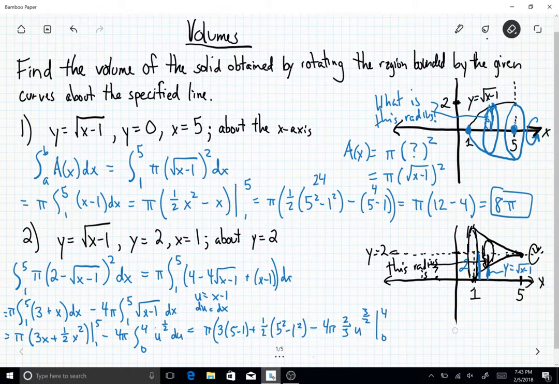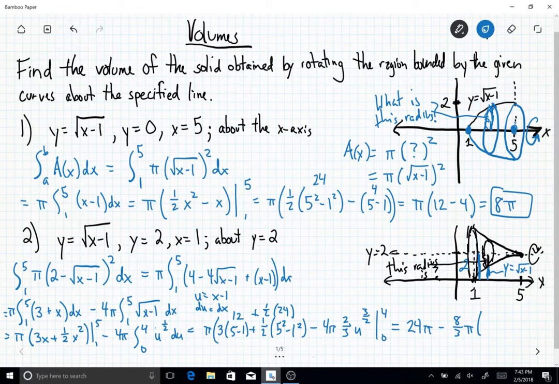Which, what does that mean? Well, it means first off we can simplify that first piece. So you get 3 times 4, which is 12, plus 1/2 times, this will be 24, so that's another 12. So 12 plus 12 makes 24, so we have 24 pi. And then notice 4 pi times 2/3 makes 8 pi, so minus 8/3 pi.